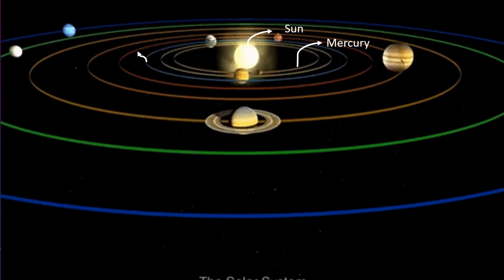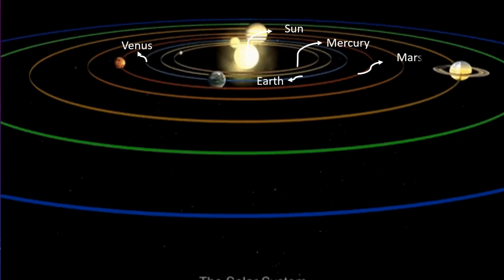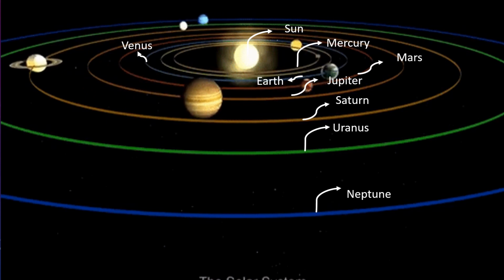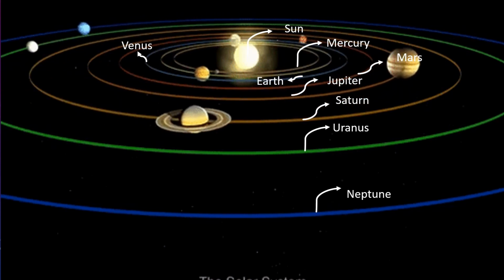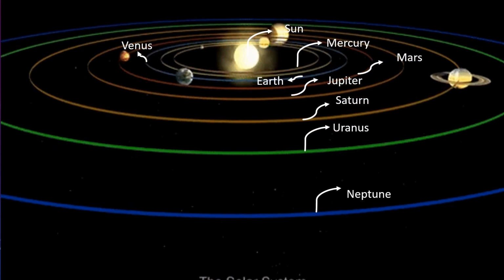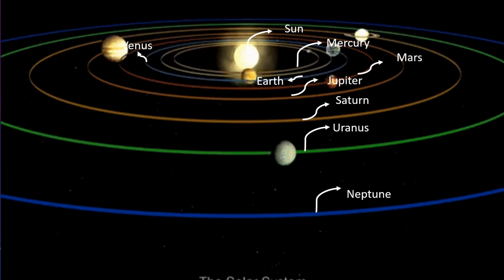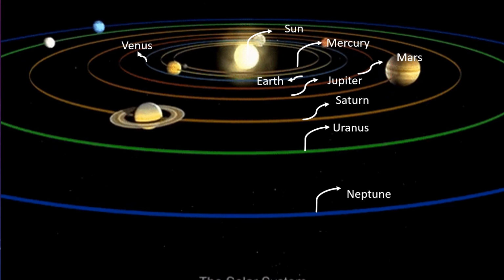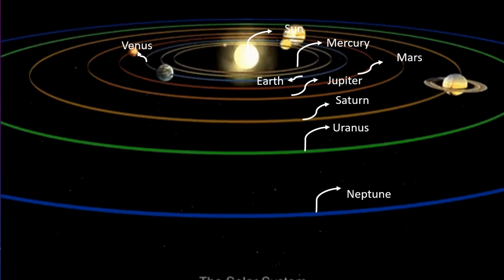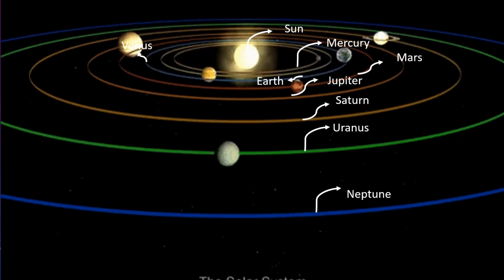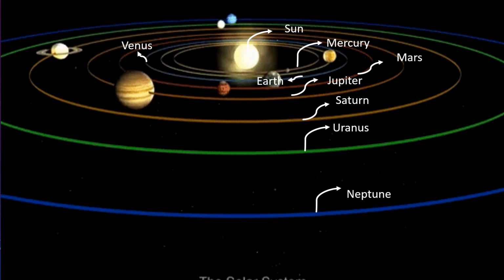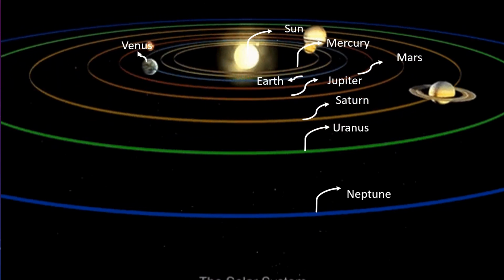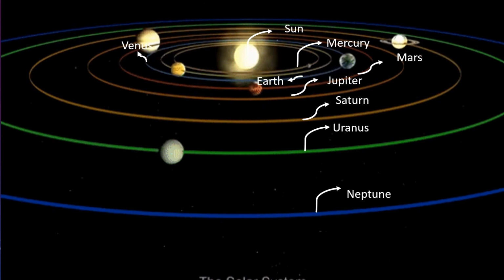This is the Sun, Mercury, Venus, Earth, Mars, Jupiter, Saturn, Uranus, and Neptune. See, first the Sun, then Mercury, then Venus, then Earth, then Mars, then Jupiter, and next Saturn, Uranus, Neptune. This is the correct sketch of the solar system.